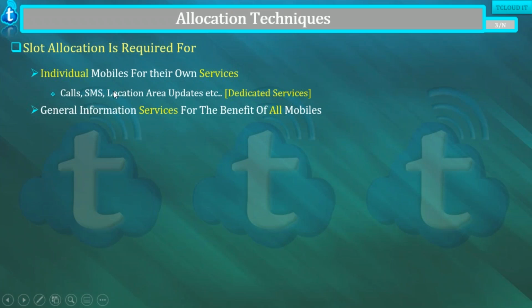Now, other than these individual services for each mobile, you have general information services that will take place in each and every cell. General information services to benefit all the mobile phones. What are these general information services for the benefit of all the mobiles? We never introduced this concept earlier. We are actually talking about it for the first time in all the classes that happened so far. What are these general information services which are going to be beneficial for all the mobiles in a network? What are those?